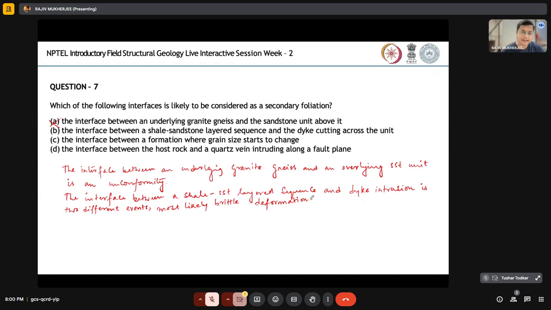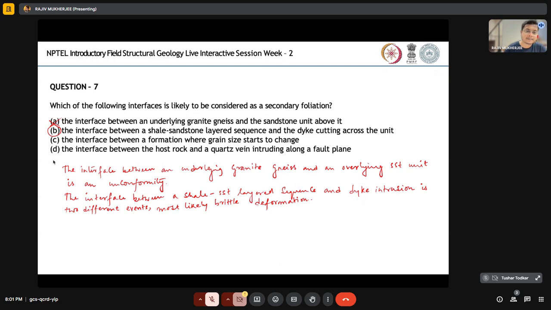So the interface can carry some signatures of ductile deformation that can be counted as a secondary foliation plane, but it would definitely not go beyond the interface to some extent regionally over the shale sandstone layers. It will be restricted only near to the dike intrusion, and there is a possibility it can carry some secondary foliation planes, but those cannot be penetrative structures, right?